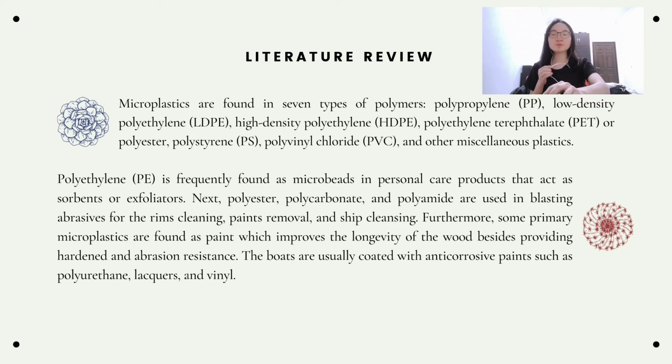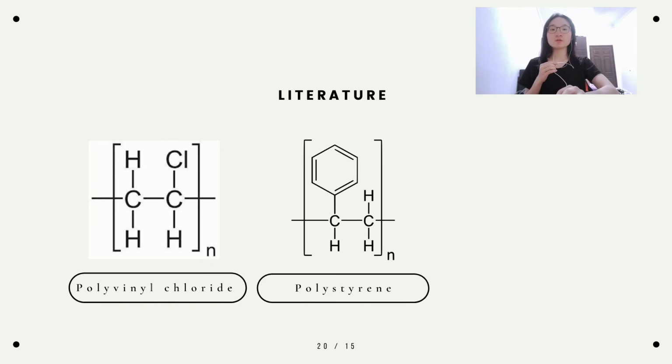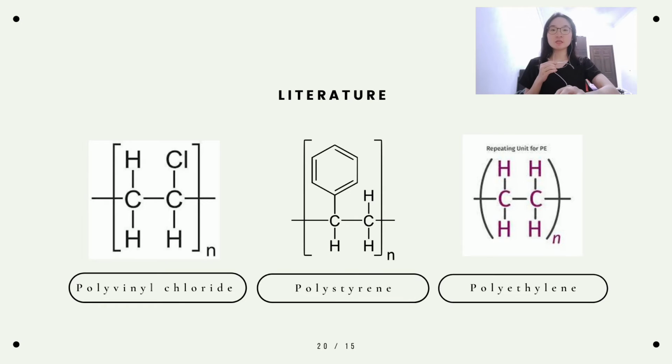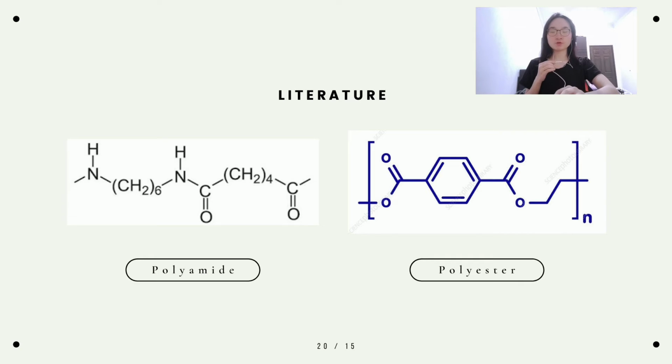Furthermore, some primary microplastics are found as paints which improve the longevity of the wood besides providing hardened and abrasion resistant coatings. The boats are usually coated with anti-corrosive paints such as polyurethane, lacquers, and vinyls. Previous study mentioned that polyvinyl chloride, polystyrene, polyethylene, polyamide, and polyester are found in Kuantan port.